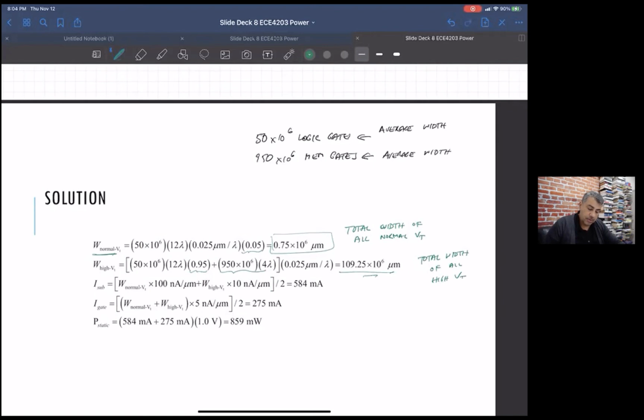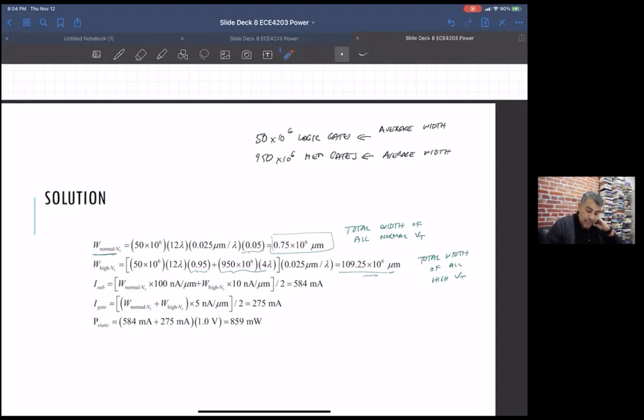Okay, so you take all those widths, and you have this leakage current per unit width. Again, this is subthreshold leakage. It's just a function of width because we're assuming the lengths are minimum. Okay, and you multiply 100 nanoamps per micron for the normal VT and 10 nanoamps per micron for all the high VTs.